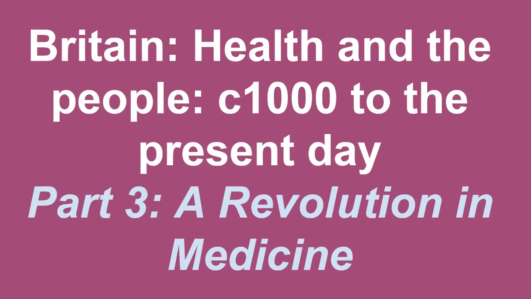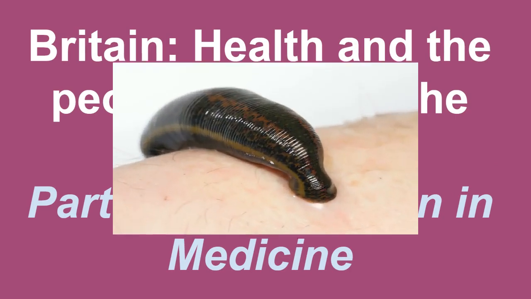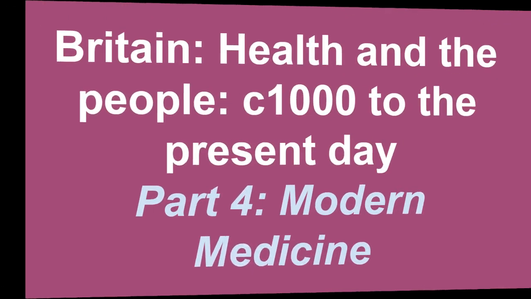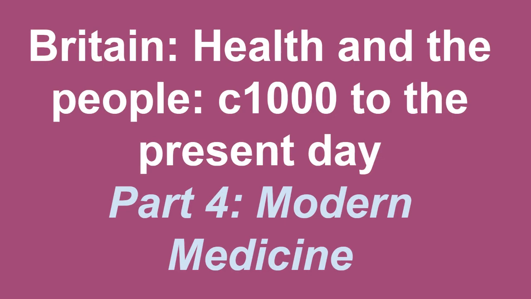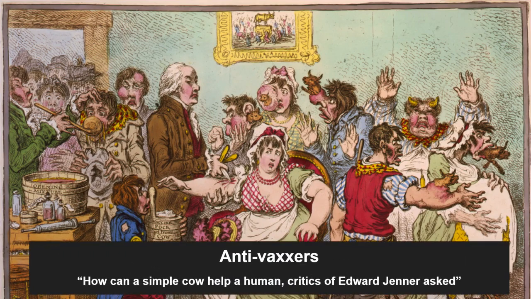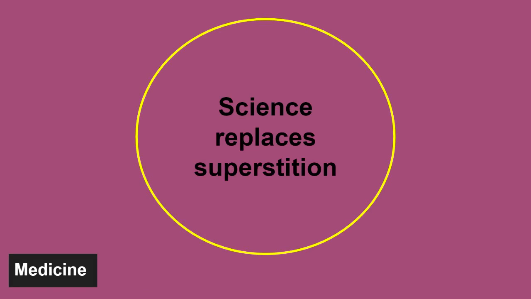On this journey, we'll look at why leeches were all the rage in the Middle Ages, and why there was so much opposition to the introduction of anaesthetics and vaccination in the 1800s. Some people were actually opposed to pain-free surgery. We look at why opposition existed and how new techniques were finally accepted.